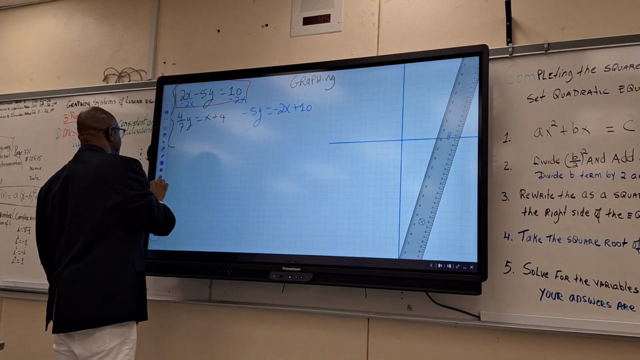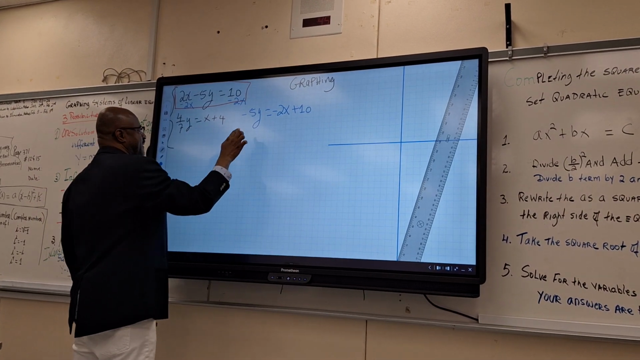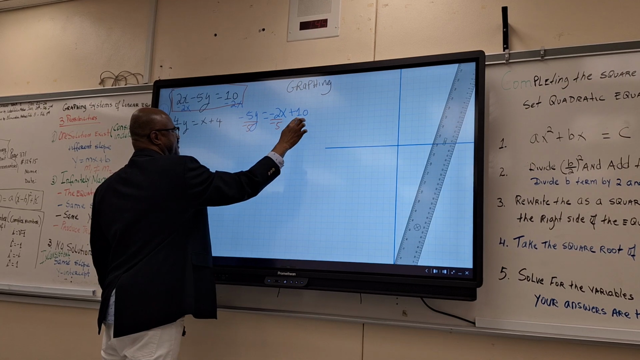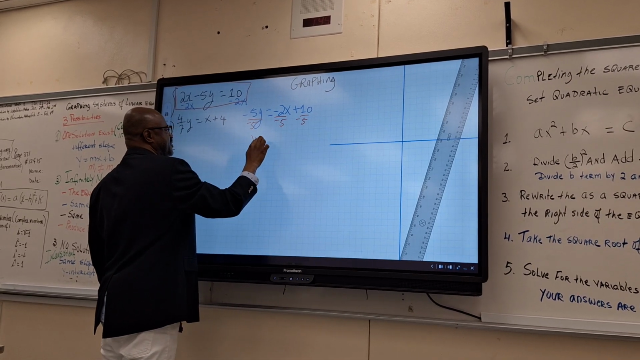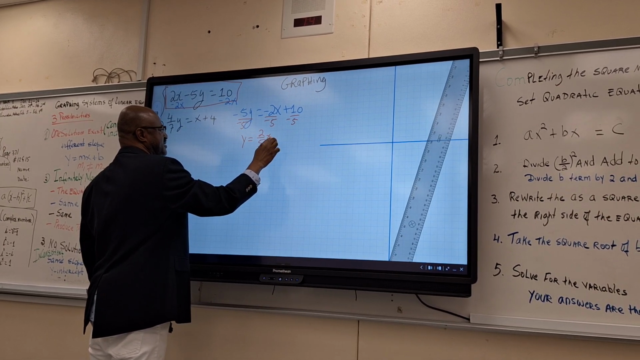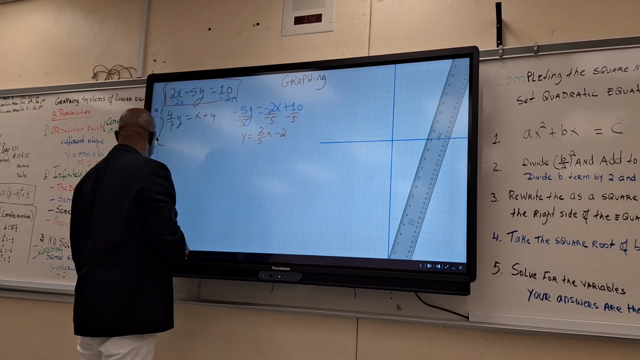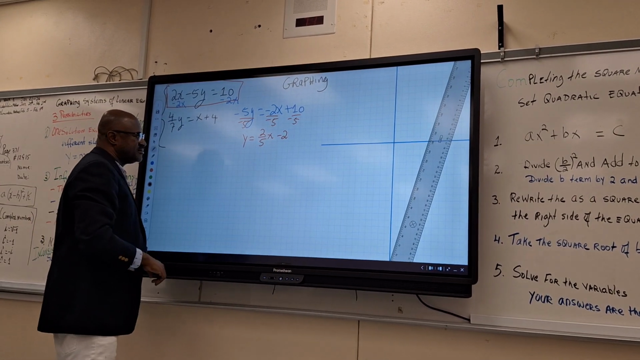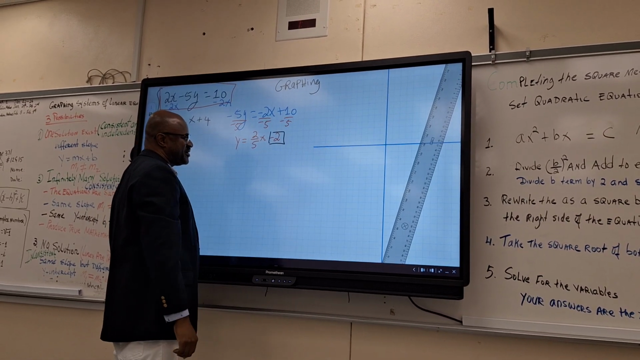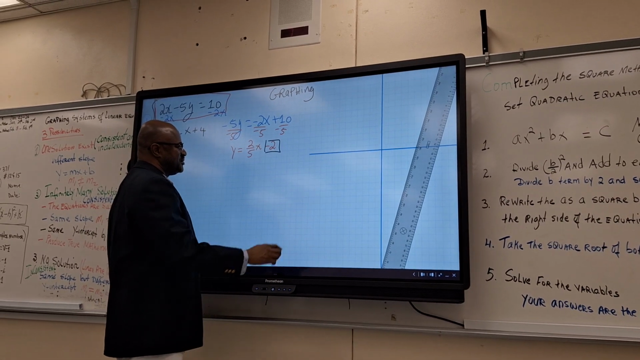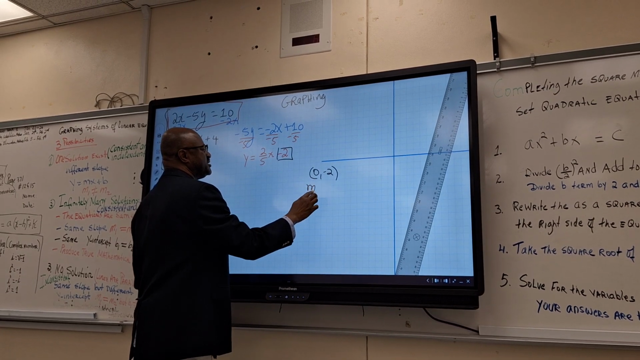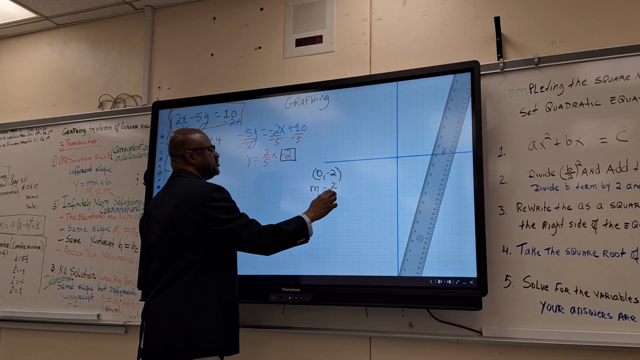What do you do from there? Divide by what? By negative 5. Then you'll have y equal 2/5 x minus 2. Then which one is your y-intercept? Negative 2. This is your y-intercept. How will you write it as an ordered pair? 0, negative 2. And your slope is 2/5.